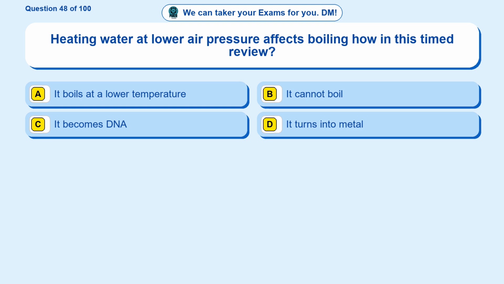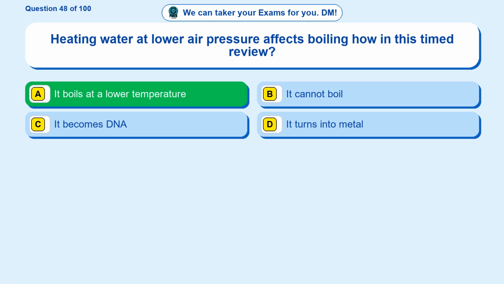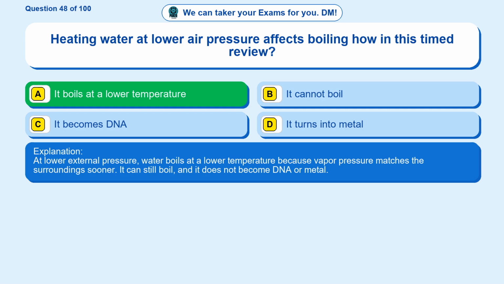Question 48. Heating water at lower air pressure affects boiling how in this timed review? Option A. It boils at a lower temperature. Option B. It cannot boil. Option C. It becomes DNA. Option D. It turns into metal. The correct answer is option A. It boils at a lower temperature. At lower external pressure, water boils at a lower temperature because vapor pressure matches the surroundings sooner. It can still boil, and it does not become DNA or metal.